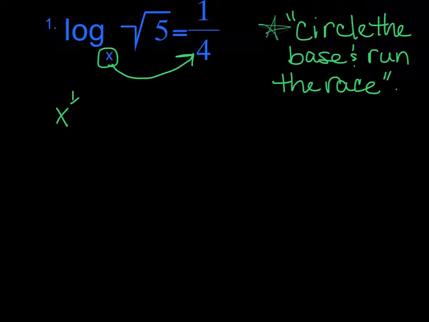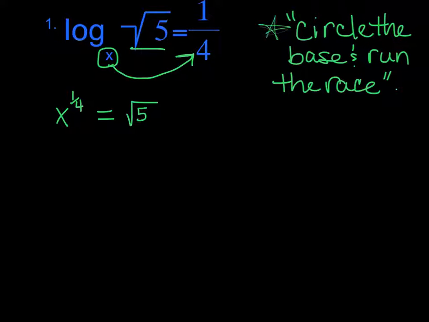So we're going to have x to the 1/4 equals, and then the term that's left over, in this case that's the radical 5. So what we've done is we've taken a log equation and we've taken it out of log form by doing circle the base, run the race. Okay, the more we do this, the easier I think you're going to find it.